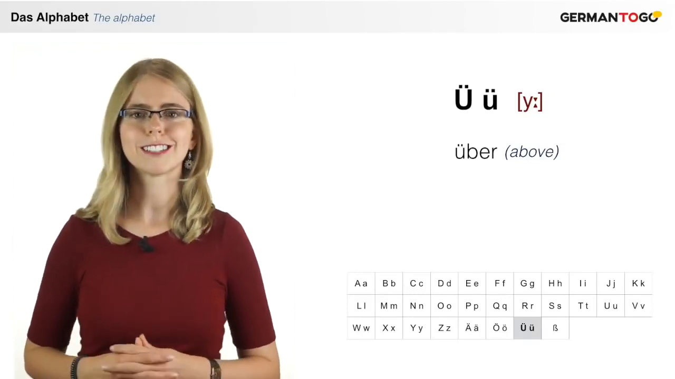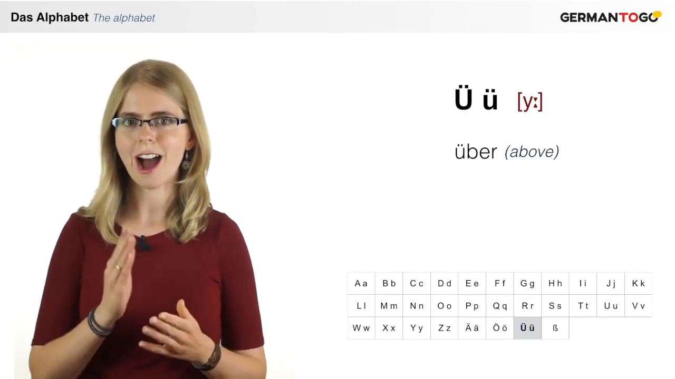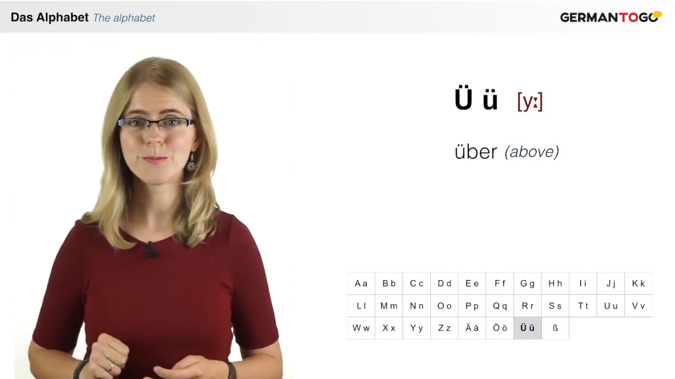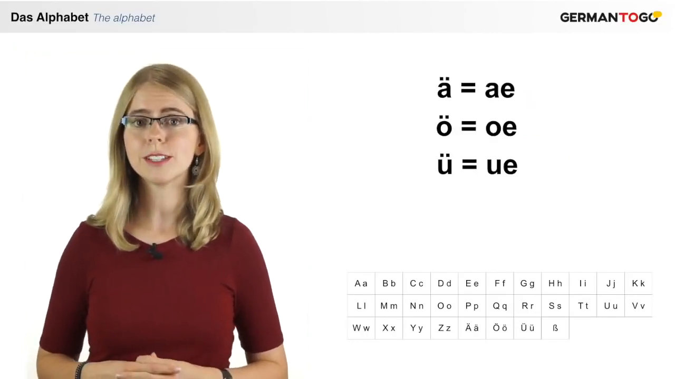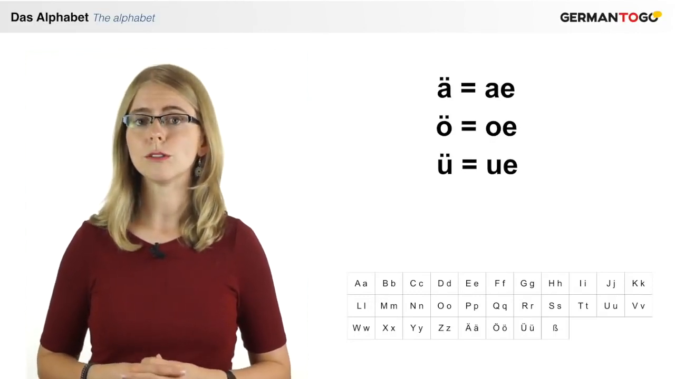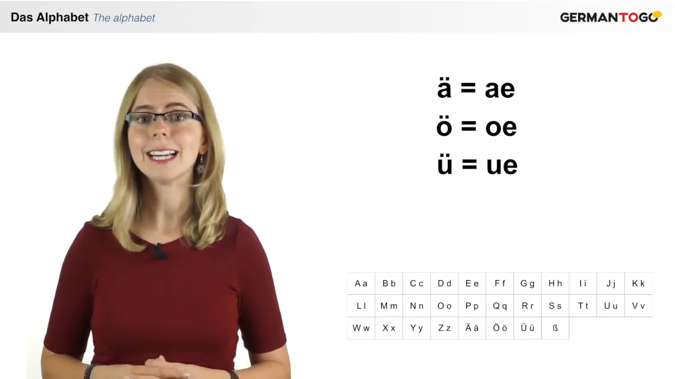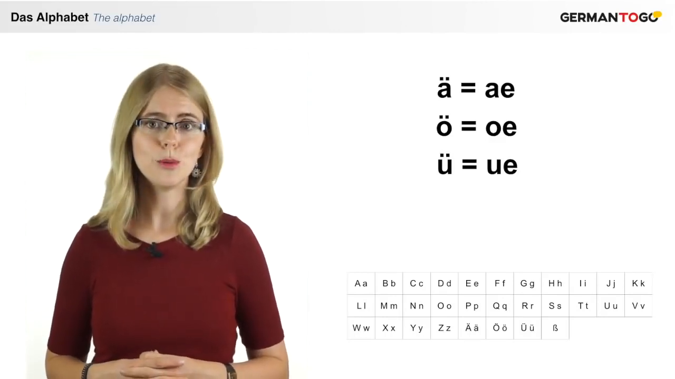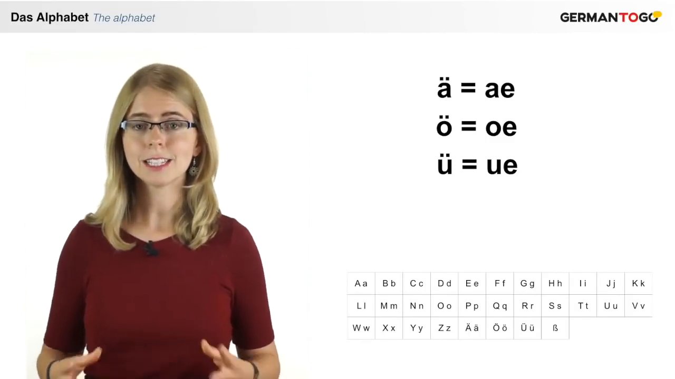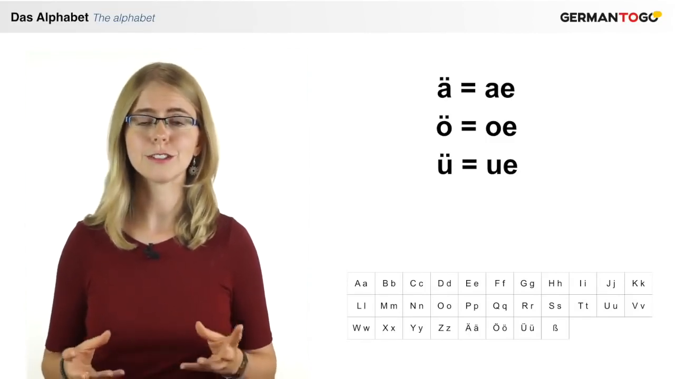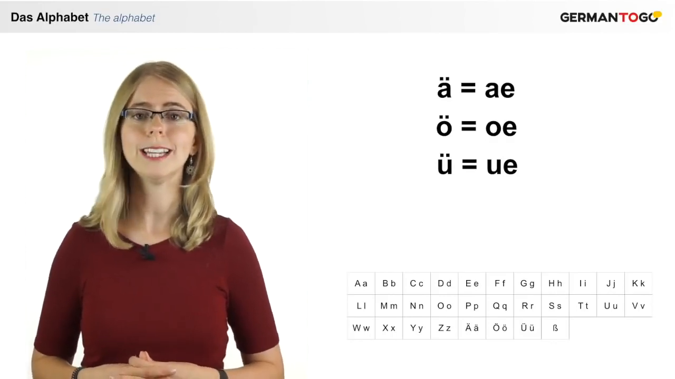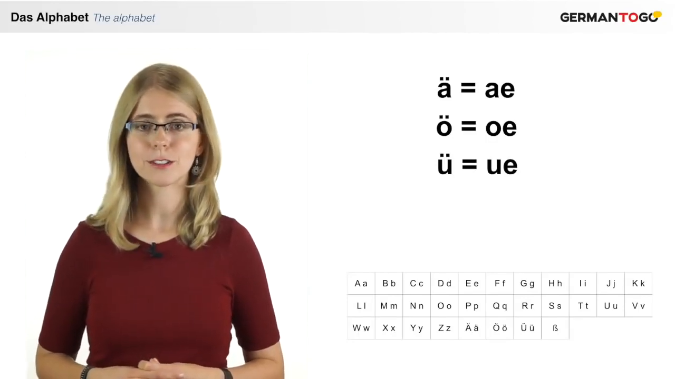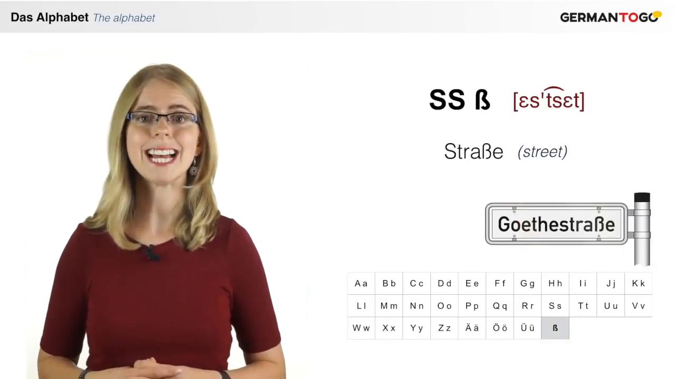Yeah, there will be some practice exercises on that later to distinguish A, Ä, O, Ö, U and Ü. Okay? And what you can do if you don't have these letters on your keyboard, instead of Ä, you can just write A-I. Instead of Ö, you can write O-I. And instead of Ü, you can write U-I. That's what Germans also do if they don't have these letters available. Yeah, so A-I, O-I and U-I. Ä, Ö, Ü. Good.